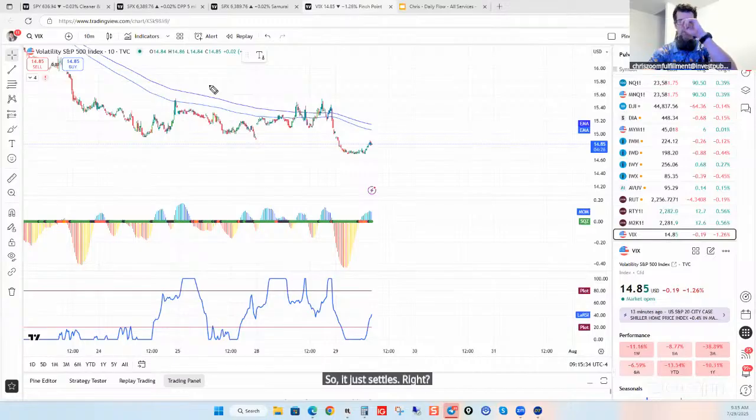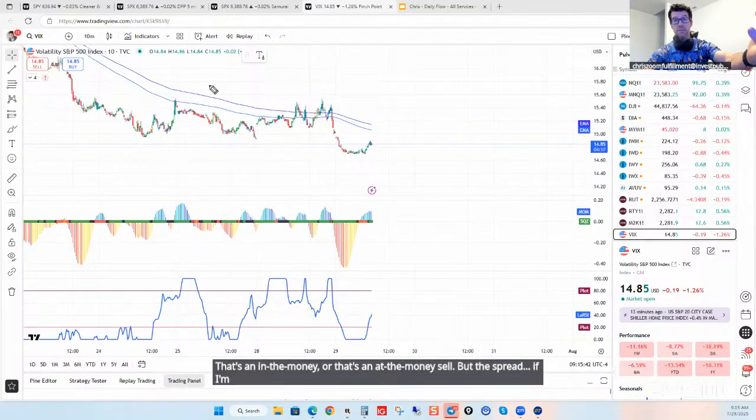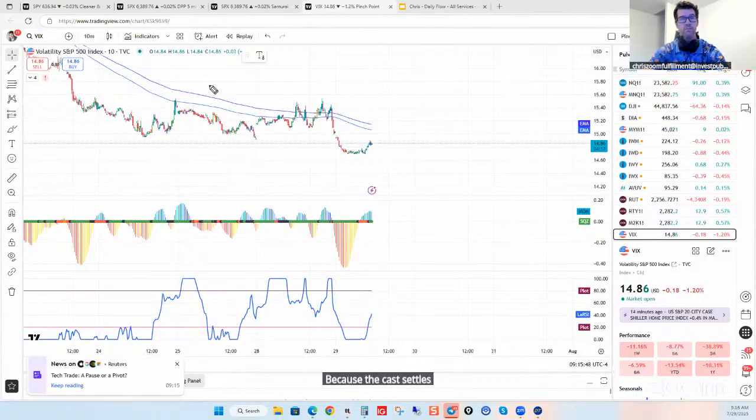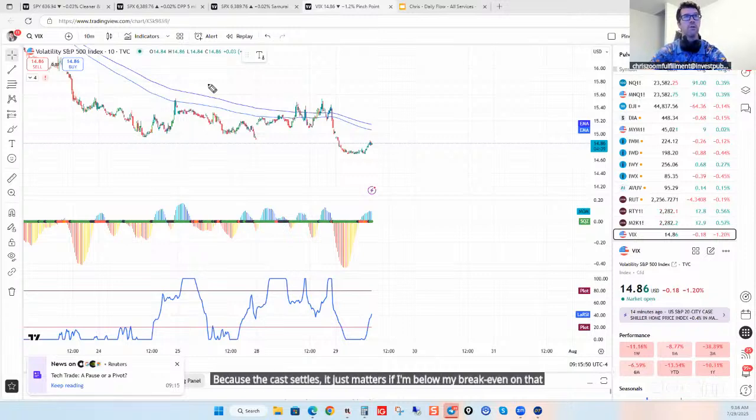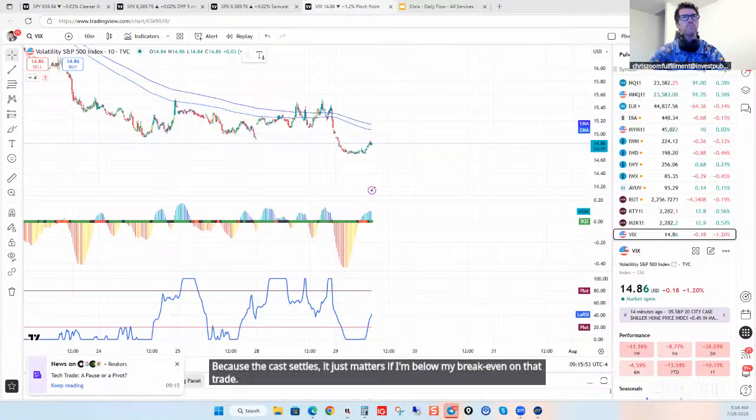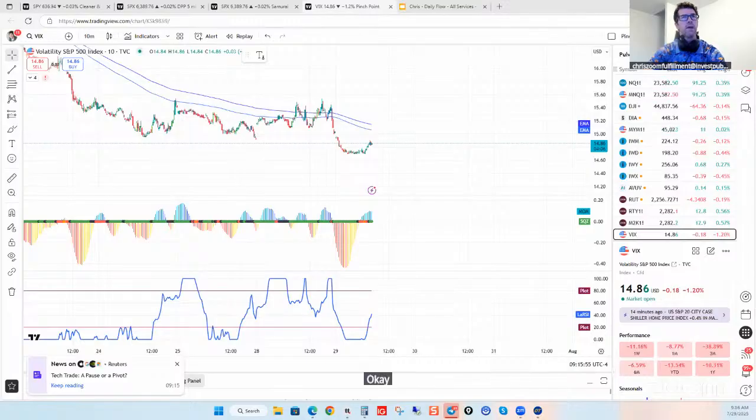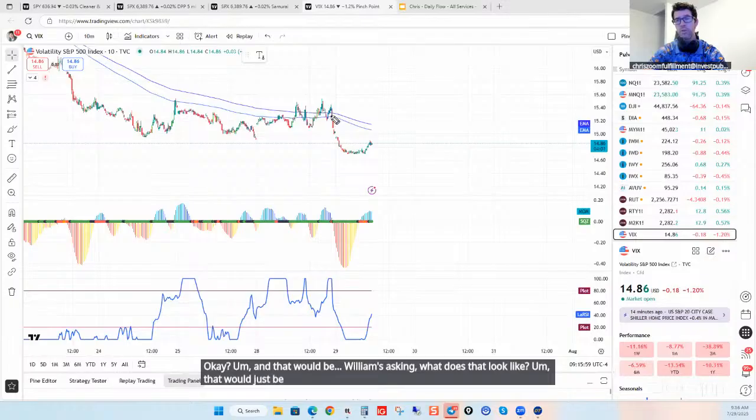Remember, if I sold that 63.90, that's an at the money sell, but the spread, if I'm getting $55 credit on that trade, that break even is all the way up, because it cash settles. It just matters if I'm below my break even on that trade. Okay. And that would be Williams asking, what does that look like? The trade I was just talking about would just be a simple bear call spread, but it's just super wide, right?